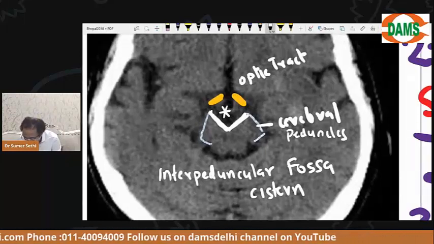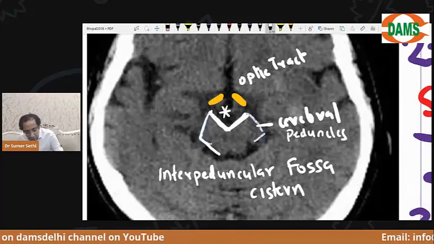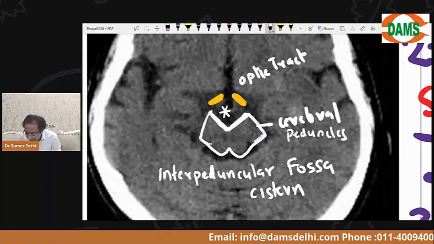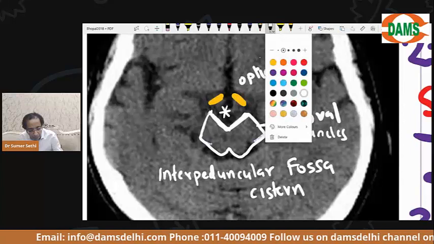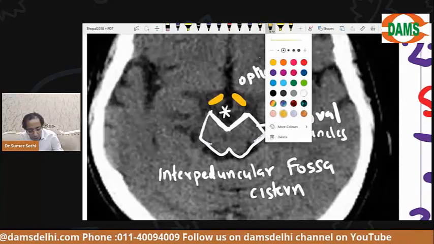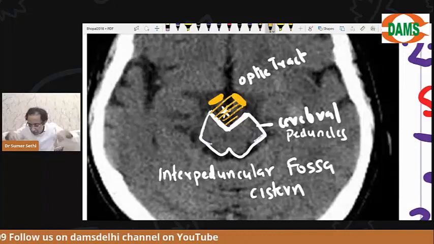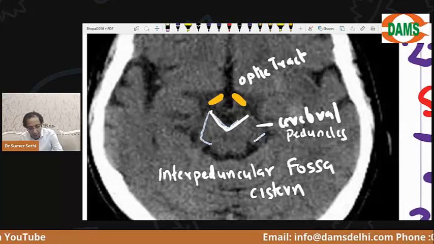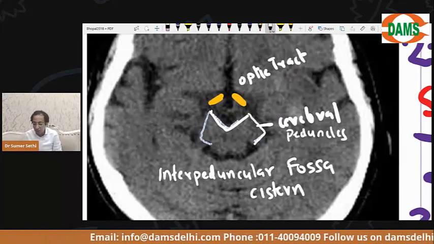I'm again telling you, please see beta, at the level of the midbrain, now this is the midbrain. The CP angle will not be seen now. The CP angle was at the level of the pons. At the level of the midbrain, anterior to the midbrain, you have this rhomboidal shaped CSF cistern which is bounded anteriorly by the optic tracts. It is called the interpeduncular fossa cistern.